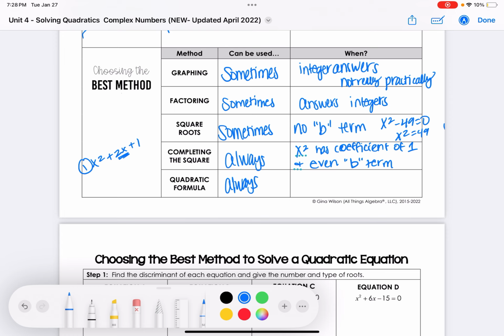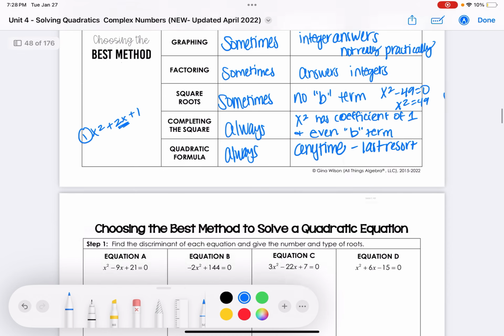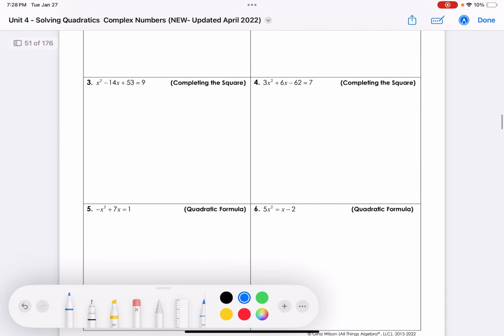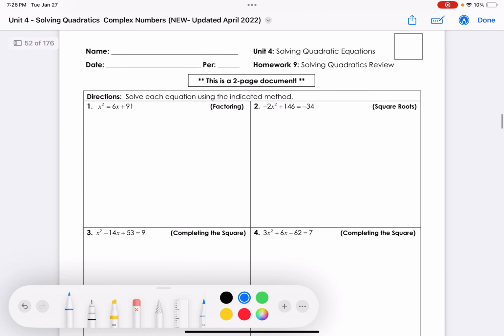And then the quadratic formula can truly be used anytime, okay? It is, for me, kind of my last resort. It takes longer than all of these other ones in my opinion, but it can be used anytime for any equation.